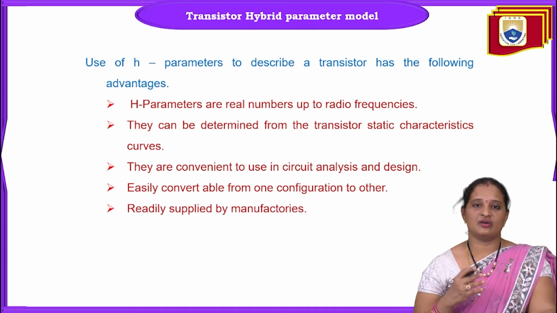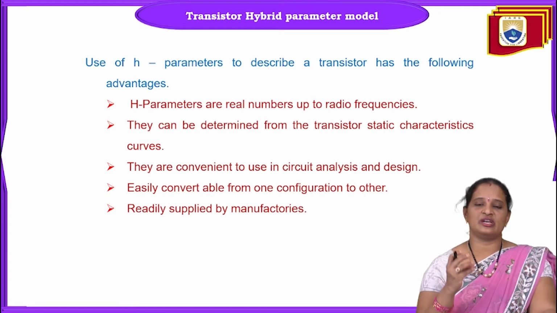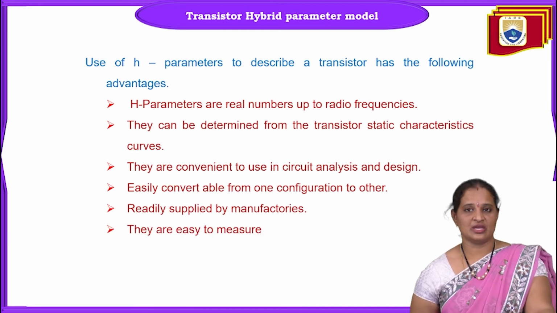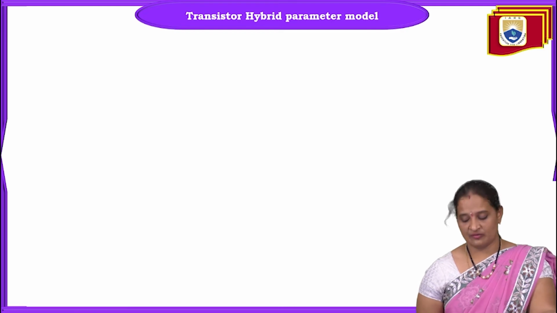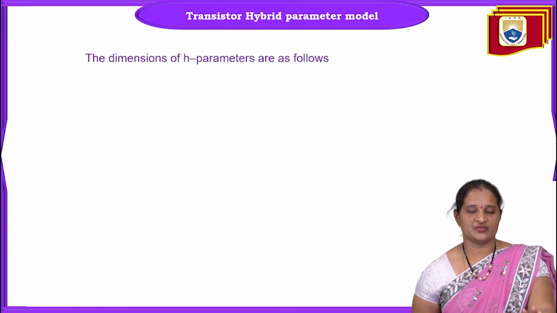That means the transistors are manufactured by other companies, right? They readily provide the values of these H parameters for different transistors, and they are very easy to measure. So these are the advantages of H parameters. That is why we always prefer H parameters for the analysis of transistor circuits.